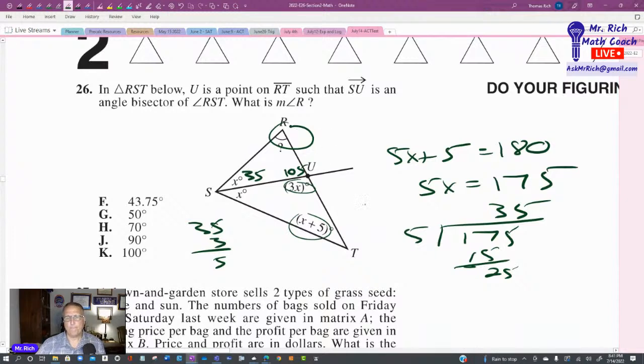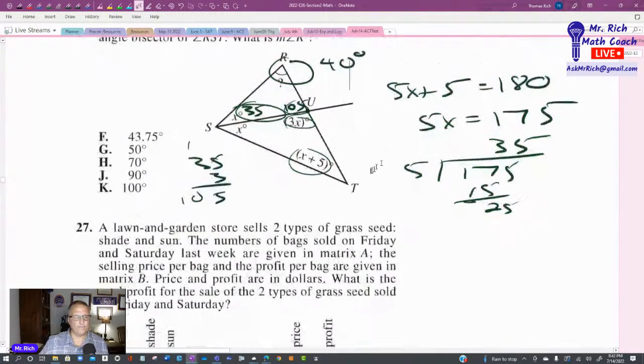Okay, what did I mess up? 5X plus 5 is 180, 175. Did I do that right? 35 times 3 is 105, 105, 40. That would leave me 40 degrees there. Oh my goodness. What did I do wrong? All right, I'm going to come back to it.